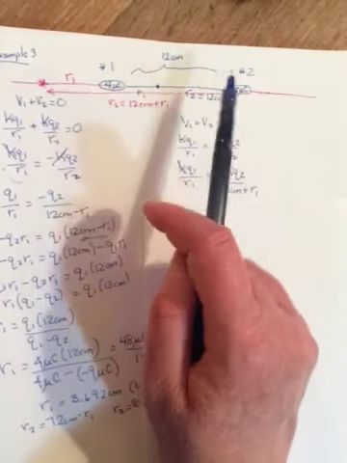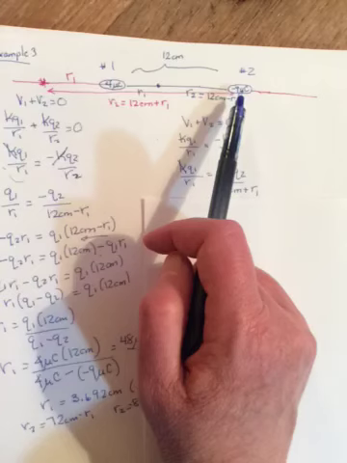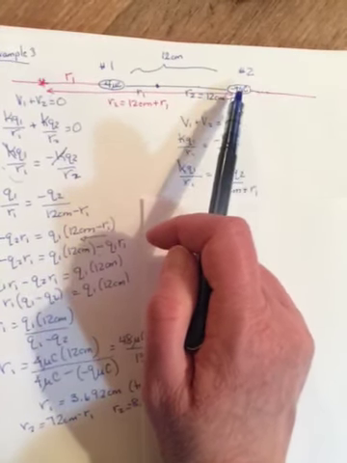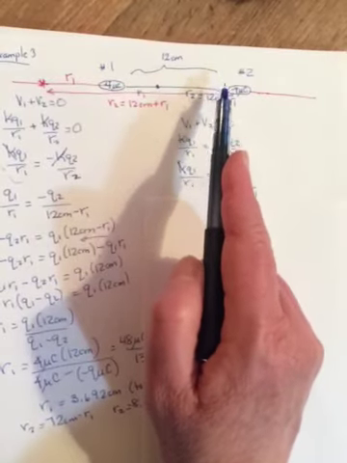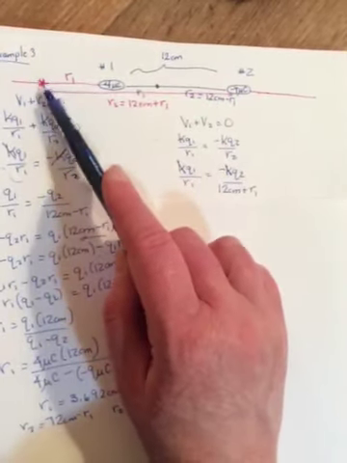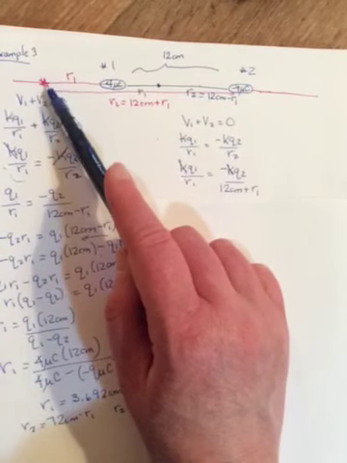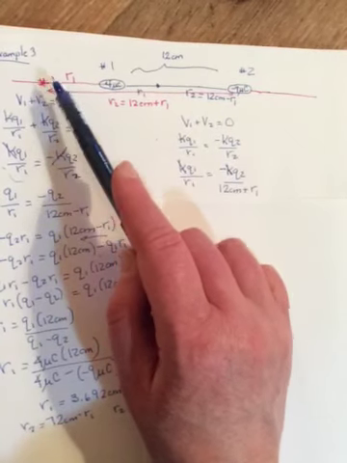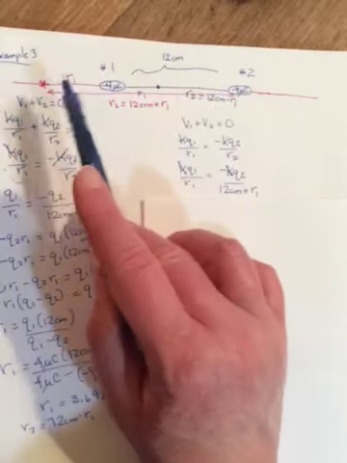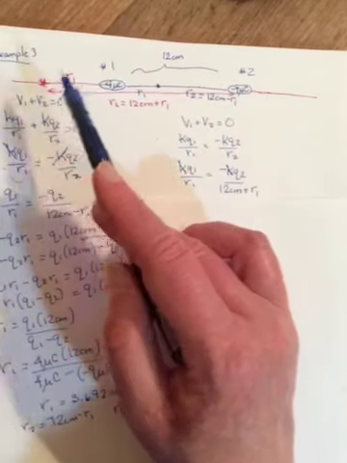So we have a 4 microcoulomb charge and a negative 9 microcoulomb charge. I don't want you thinking, oh, it should be on the outside of the negative 9 because negative 9 is smaller. No, ignore the negative. 4 is smaller than 9, so it'll be over here on the outside of the 4 microcoulomb. So R1 will be R1 and R2 will be 12 centimeters plus R1.